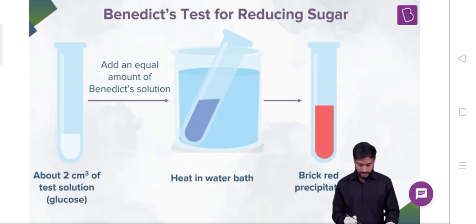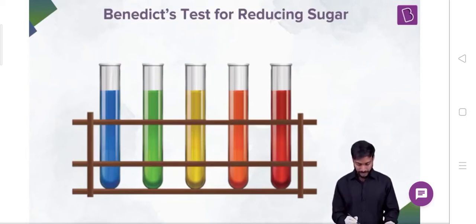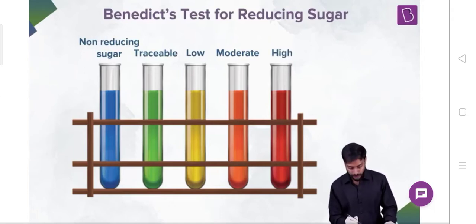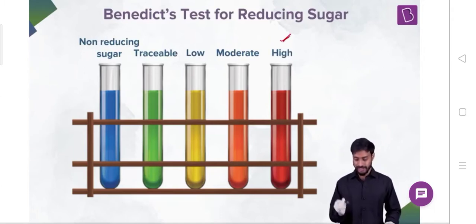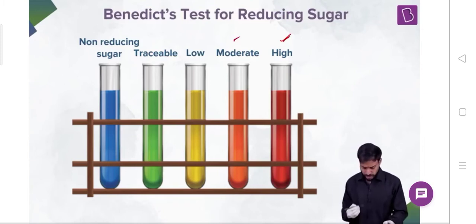Now, a result should come up something like this. You see? If there is enough amount of sugar, non-reducing, traceable, low, moderate, if we have high amount of sugar, then we'll get a brick red color. If you have moderate amount of sugar, we'll get somewhat like orange color.